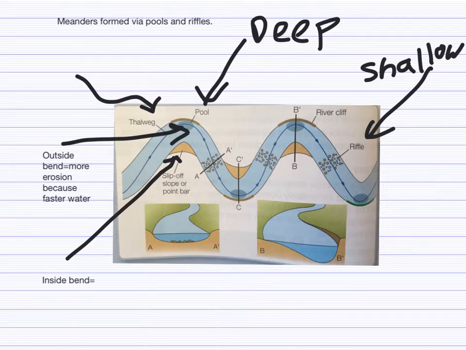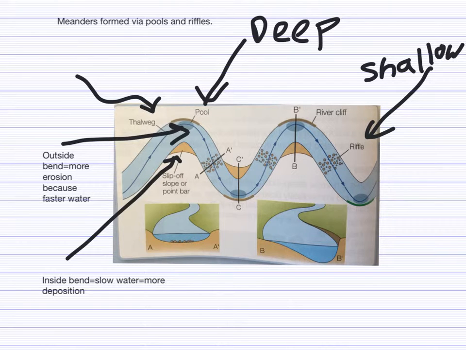The water in the inside is quite slow, and if you've got slower water that hasn't got as much energy, that means you're going to have more deposition rather than erosion. Okay, so that's what you need to remember. Outside bend, more erosion, faster water. Inside bend, slower water, more deposition.